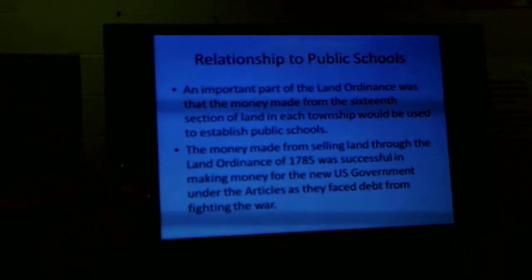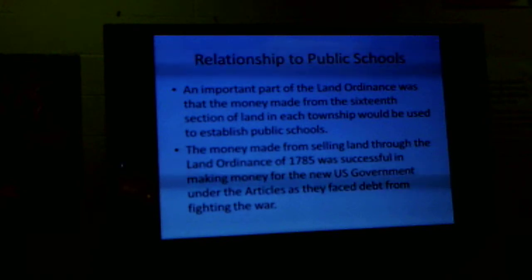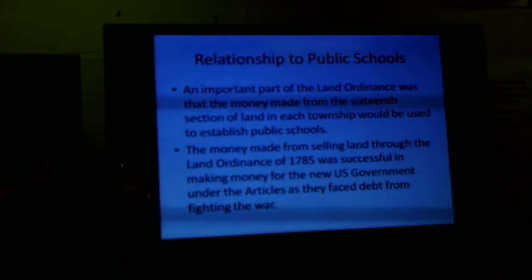The money made from selling the land through the land ordinance in 1785 was successful in making money for the U.S. government under the Articles because they were facing debt from fighting the war, but couldn't raise taxes in order to make any money.